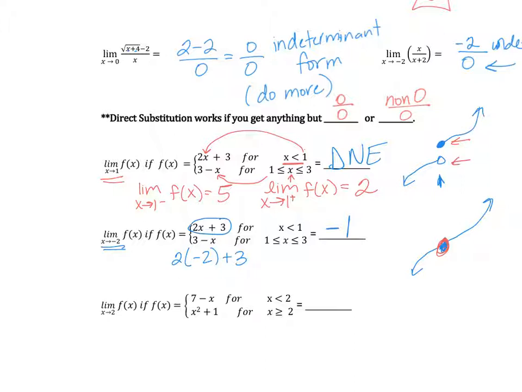The next one is a breakpoint. So I'm going to find the left limit. So in my mind, I'm like, okay, the left-hand limit equals 5. The right-hand limit, if I plug that one, 2 squared plus 1, that's 5. And boom, I have a limit of 5 because the left and right limits are the same.